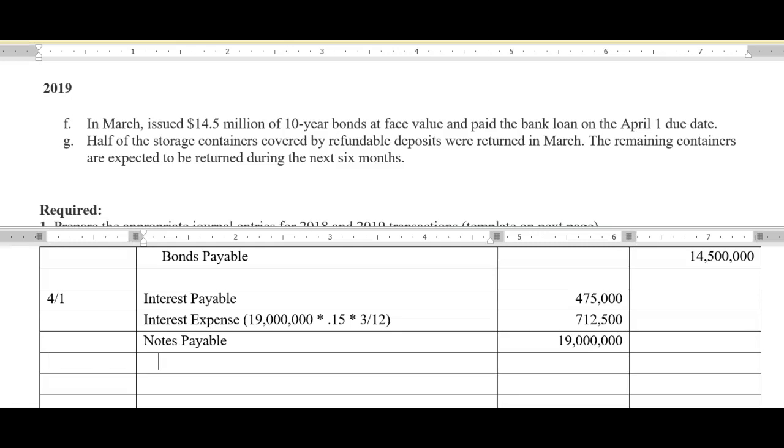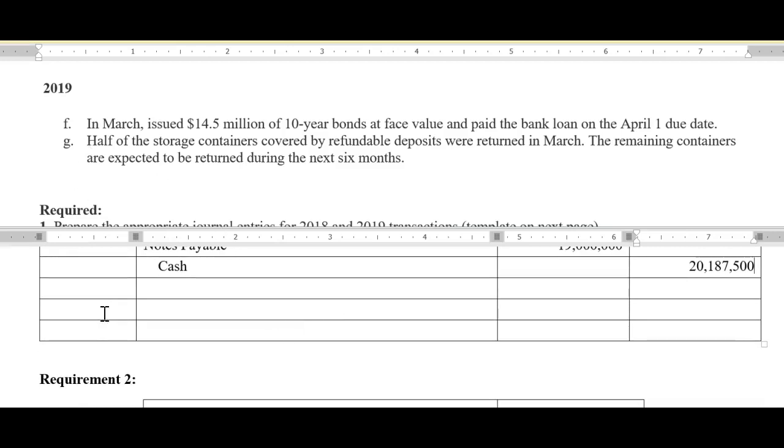And then finally we paid the note off, so we would have to hit cash, and cash would be the actual maturity value, which would be the total principal, $19 million, plus the total interest, the $475,000 and the $712,500, which would come out to $1,187,500 in total. And then the last thing that happened, let's look at G.